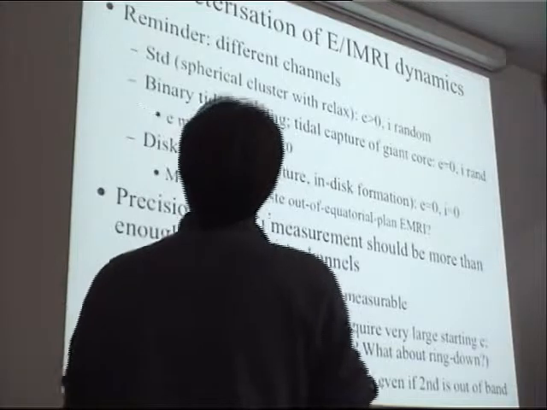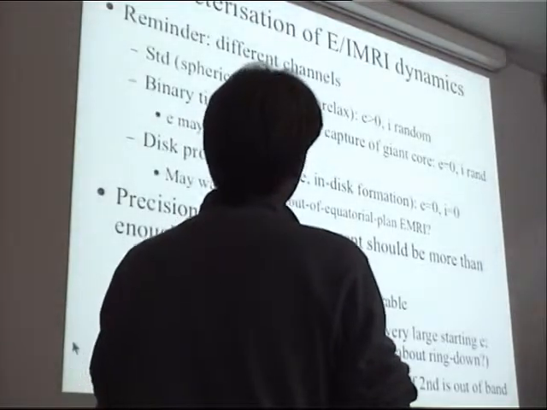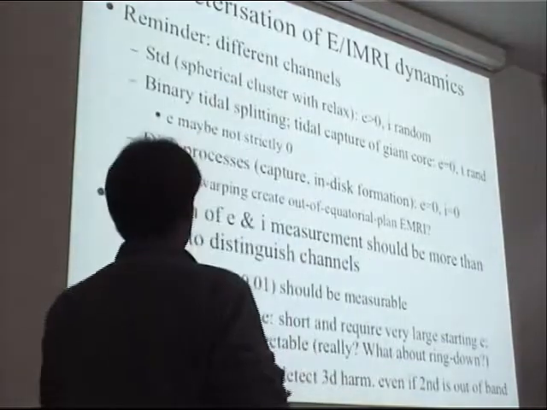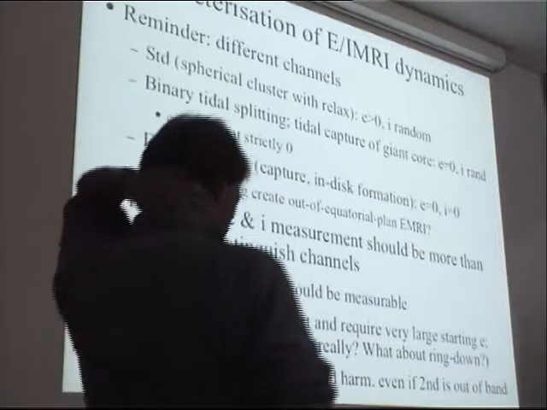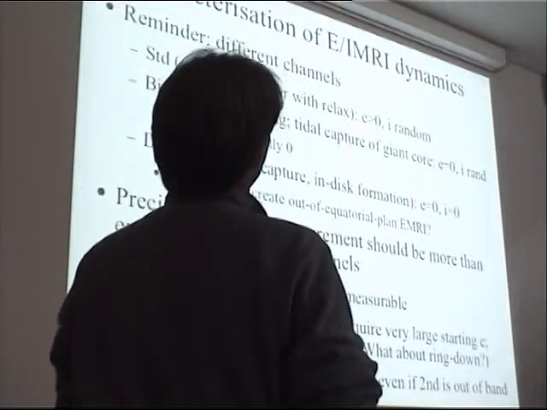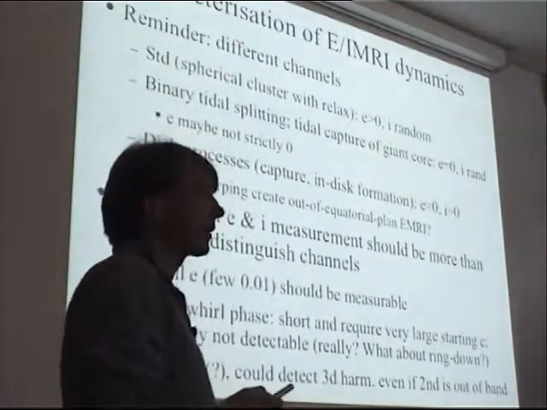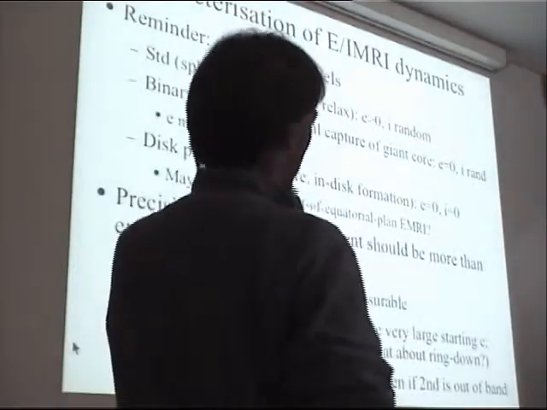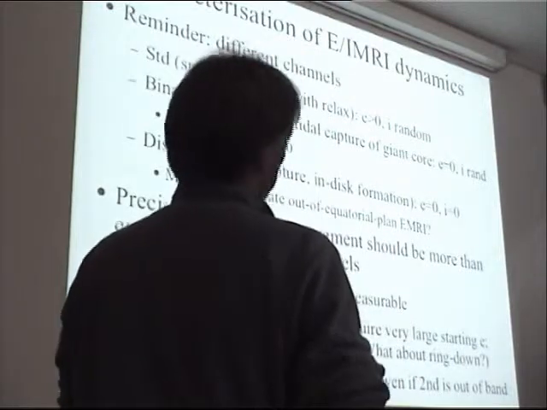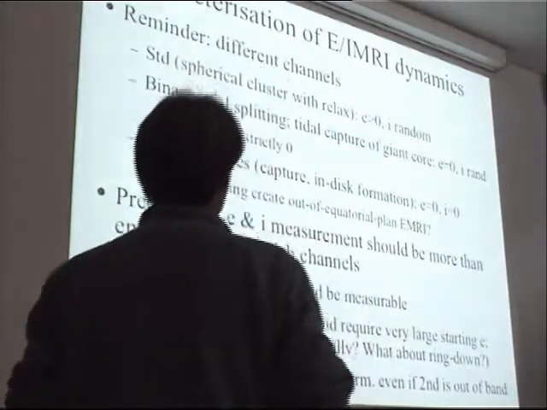Now we have the binary tidal splitting or tidal capture of a core of a giant, as suggested by Melvin. Then probably the eccentricity will be very small, maybe not strictly zero, so maybe it's still detectable. And again, the inclination angle should be random.